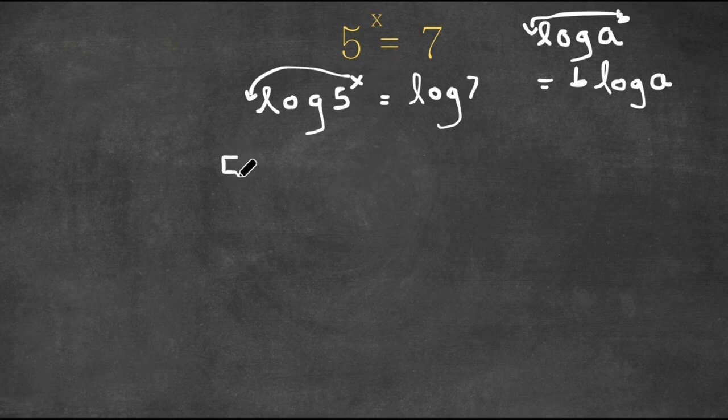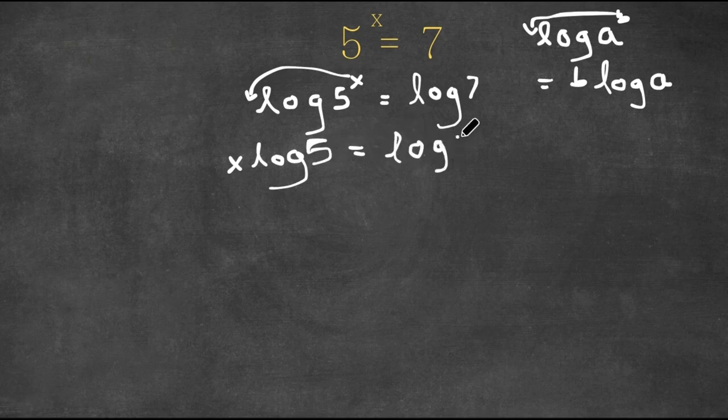So now this is going to equal x times log 5 is equal to log 7. Now we want to isolate x, so I'm going to divide both sides by log 5 to move it to our right hand side.